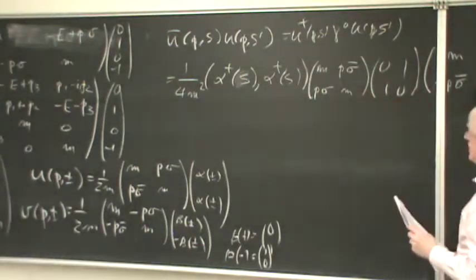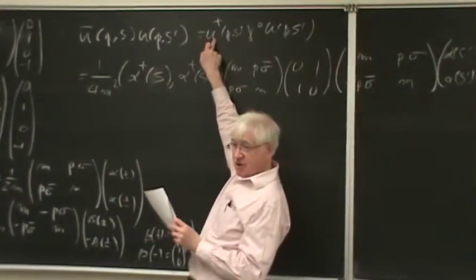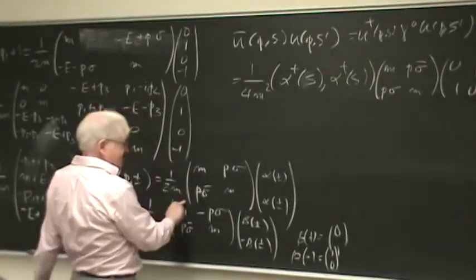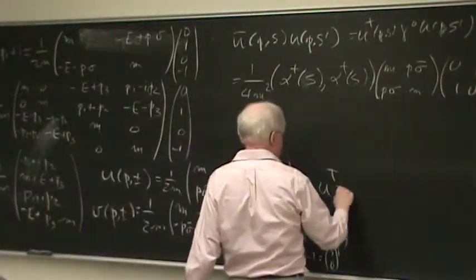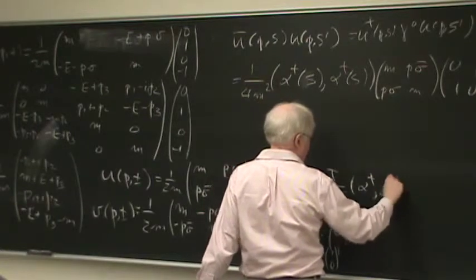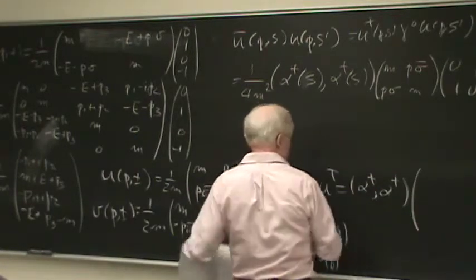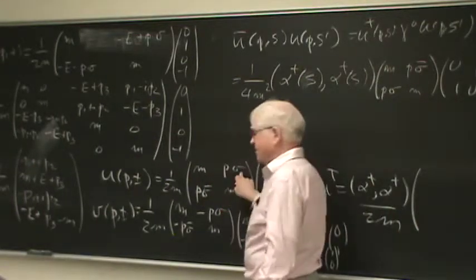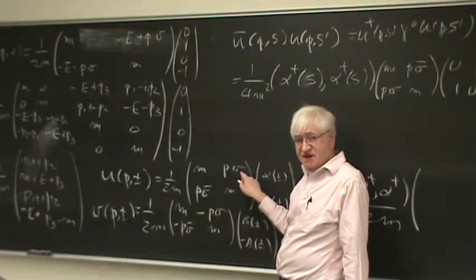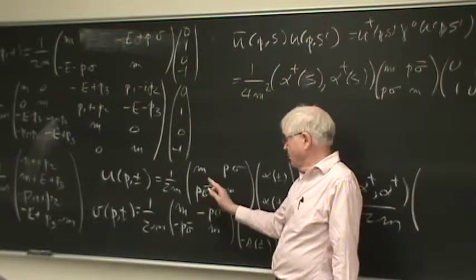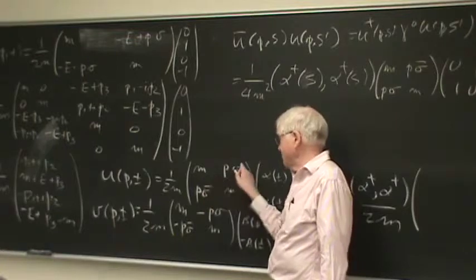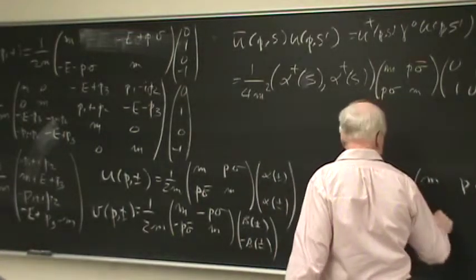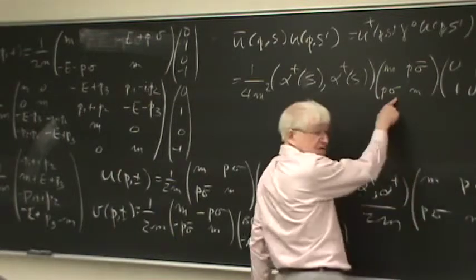This is the adjoint of that, because we're taking u adjoint. So you see, if u is this, then u adjoint is alpha adjoint on, well, over 2m, say, on the adjoint of this matrix. Well, the p's are real, the sigmas are Hermitian, but when you take the transpose, you move the bar up there. So this becomes p sigma bar, p sigma, m. And that's why it looks like this.